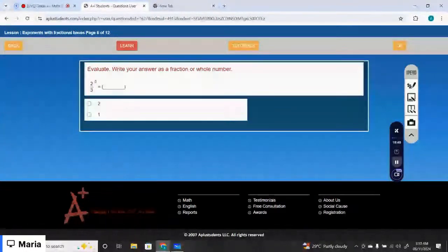Evaluate 2 by 3 exponent 0. The correct option is any number that exponent 0 means 1. So the correct option is option number 2, 1 it is. Okay, you can complete the lesson by yourself later today. Let me just move on to the next lesson.